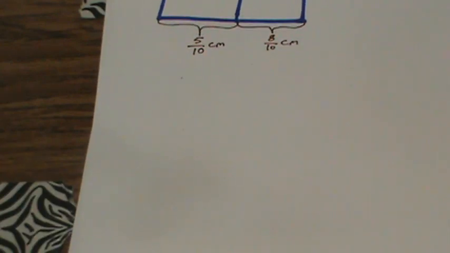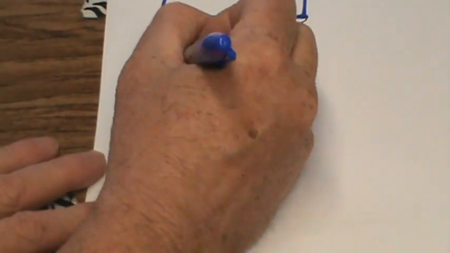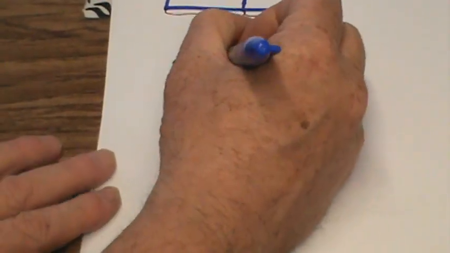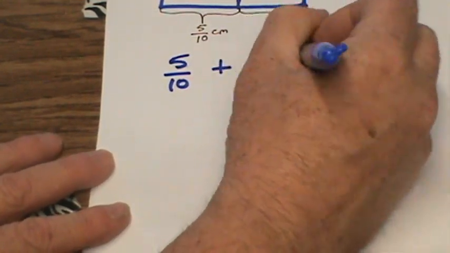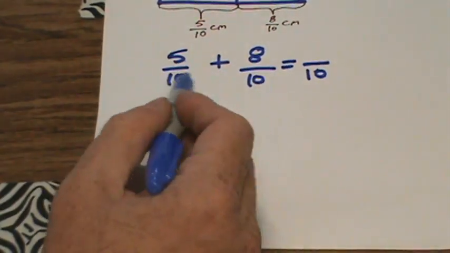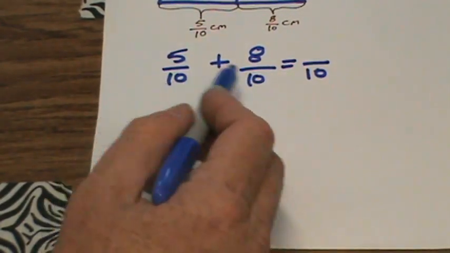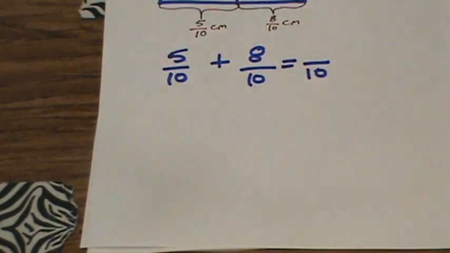So we're going to start off with 5/10 plus 8/10. How many tenths will that equal? Remember, we do not add the denominators. They stay the same. So 10 remains the same. We add the numerators. What's 5 plus 8?